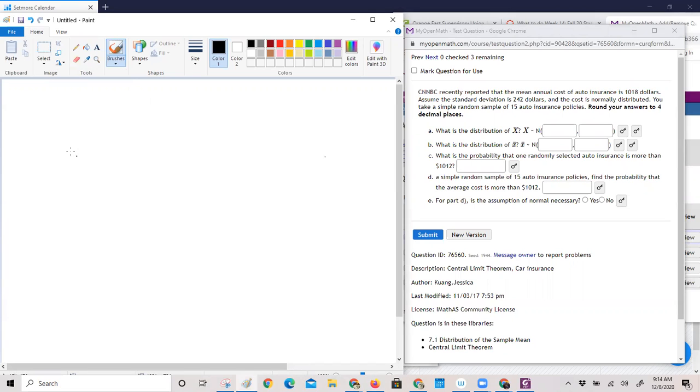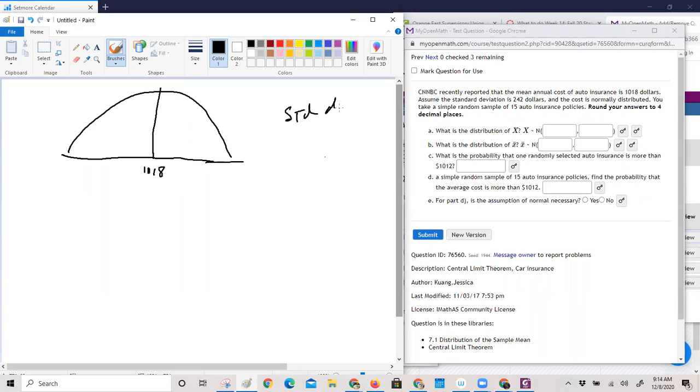So what that tells me is it's normally distributed, so that's important. That means I can do a normal curve. And then they're telling me that the mean is 1018, and then the standard deviation is 242.